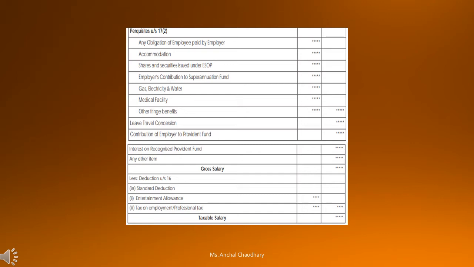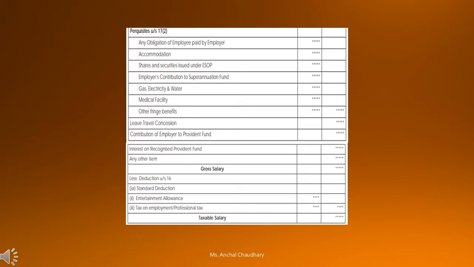Then shares or securities issued under ESOP, employer's contribution to superannuation fund, any gas, electricity or water payment, medical facility, other fringe benefits, leave travel concession which is paid by the employer, contribution of employer to PF, interest on recognized PF, or any other item.